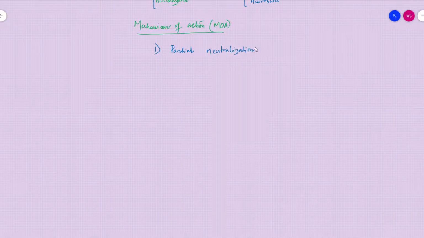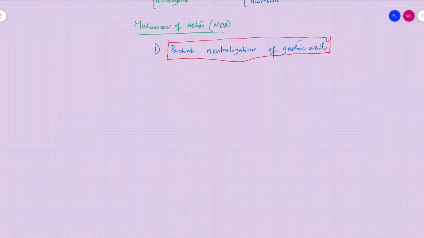neutralization of gastric acid. Okay. So this is the main mechanism of action. They cause the partial neutralization of the gastric acid. So that is the main mechanism of action. But in addition to the partial neutralization of gastric acid, they have got some other mechanisms of action.